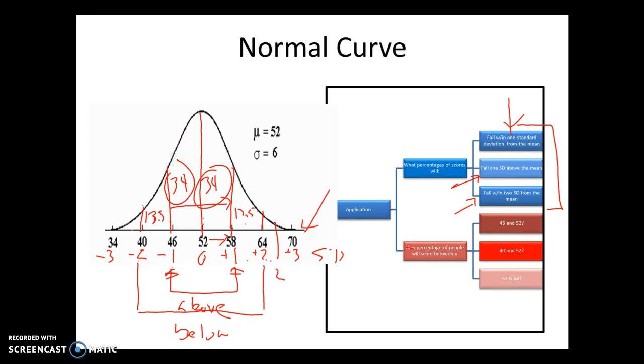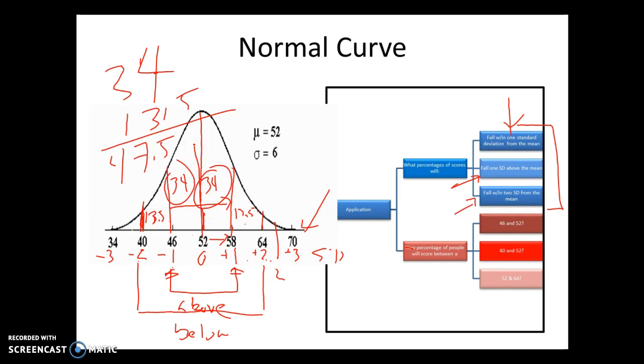What percentage of people will score between a 40 and a 52? So you go from here to here. 34 plus 13.5, right? So you just do the math, right? 47.5. Check my math to make sure it's correct, right? But that's what you would do. So all the scores between here and here, 13.5 and 34.